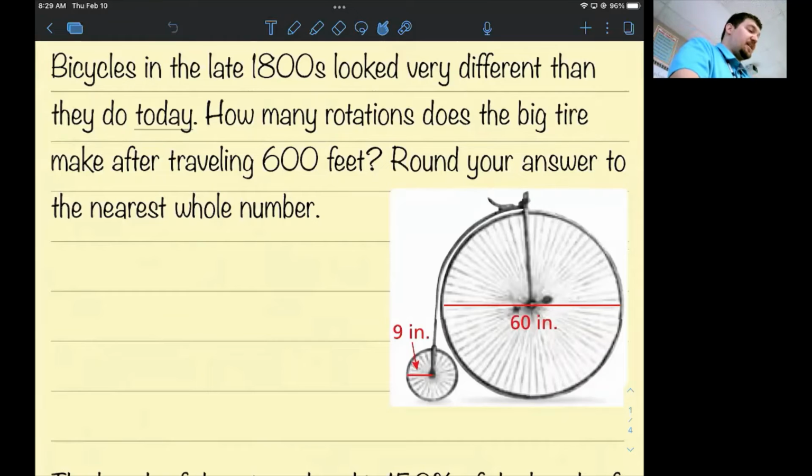Bicycles in the late 1800s looked very different than they do today. How many rotations does the big tire make after traveling 600 feet? Round your answer to the nearest whole number.